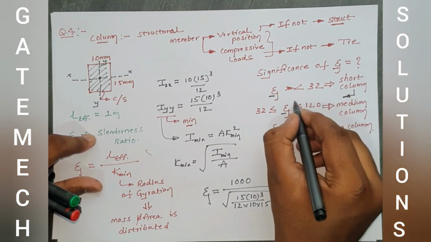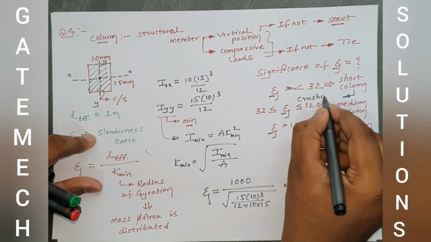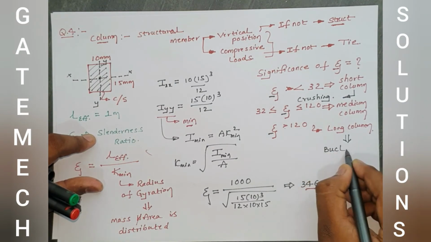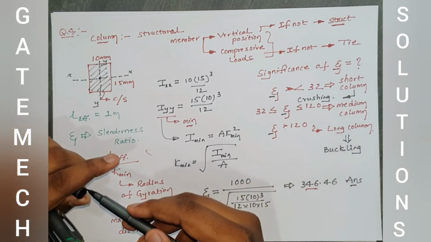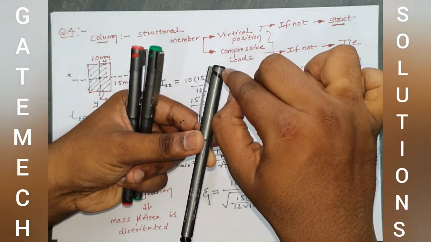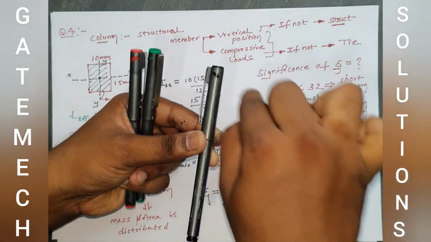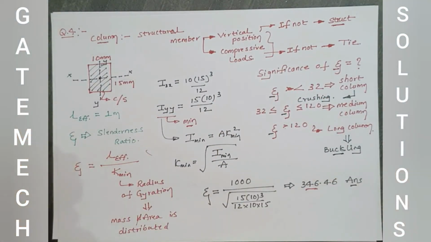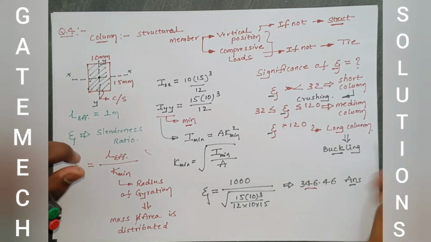In the case of a short column, it can fail by crushing because it is subjected to compressive load. In the case of a long column, it can fail by buckling. Buckling means the column that we observed, the length will tend to move in this direction. Slender we can call it, and that is the reason why a buckling type of failure we can observe. In the case of a medium column, both crushing and buckling will be there.